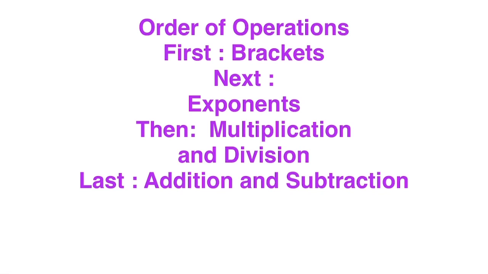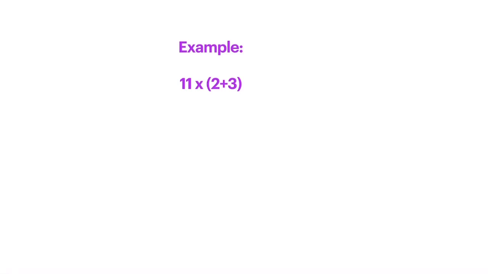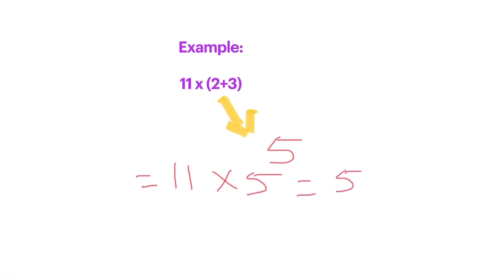Let's try first brackets. For example, according to BEDMAS, first we need to simplify the bracket. So 2 plus 3 equals 5. Now the second step is 11 times 5 equals 55. So our final answer is 55.